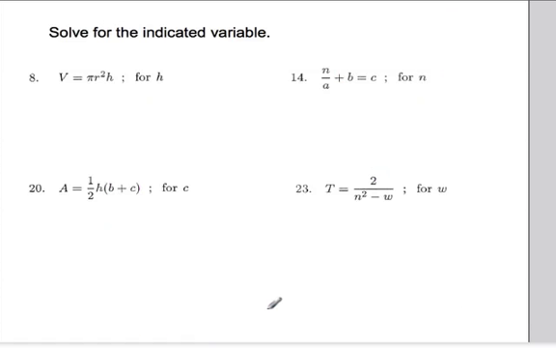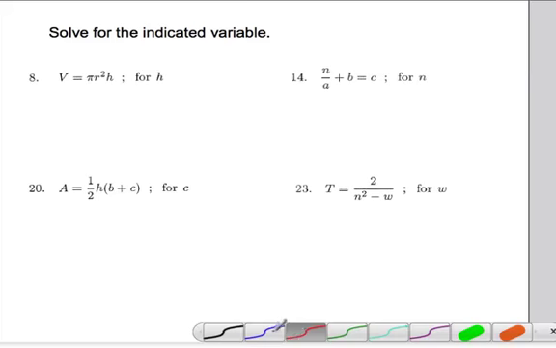So now we're going to take a look at a couple of examples, and I will try to write neater than I did on the last page. So solve for the indicated variable. This is a formula for the volume of a cylinder, and you'll learn this in the geometry unit. But right now, we don't have to worry about what that's for. They're just asking us to solve for h.